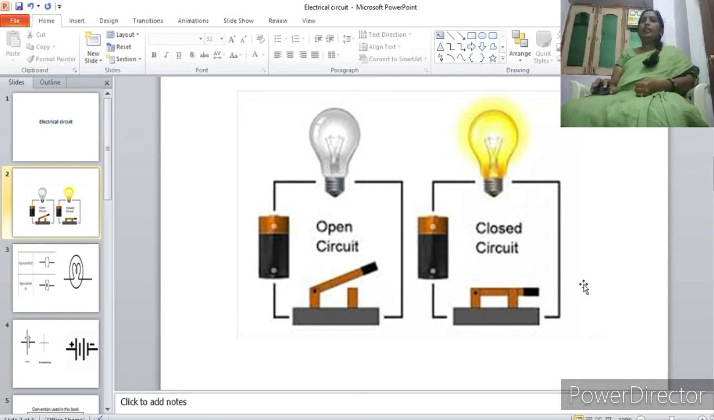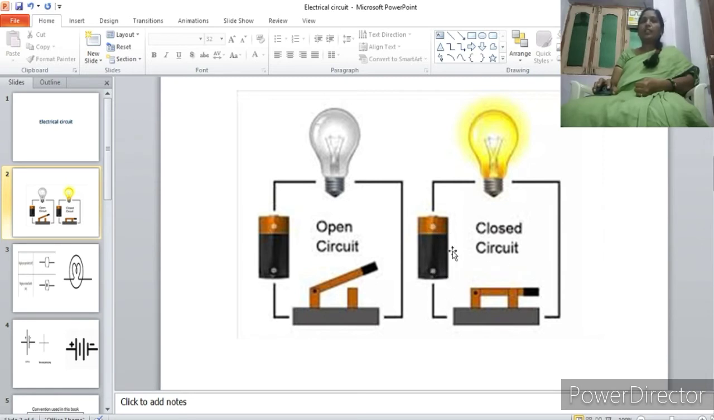Whenever a cell, a conducting wire and the bulb are connected to each other, there is also a switch. When you switch on, the bulb glows. Whenever the bulb glows, this circuit is known as a closed circuit.